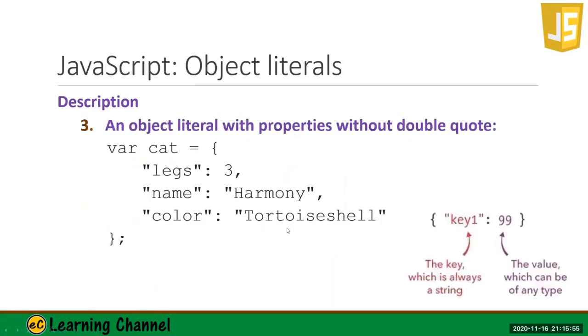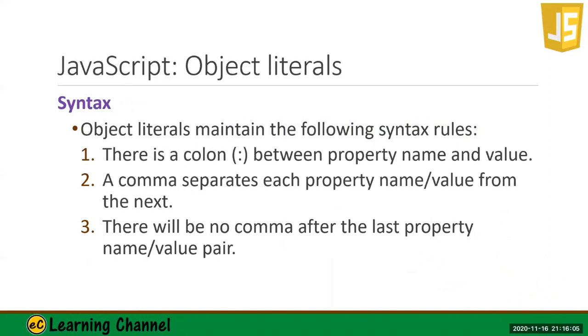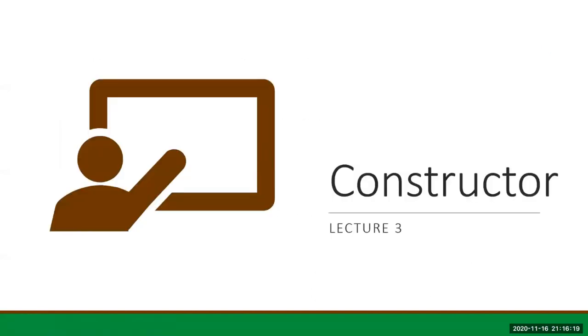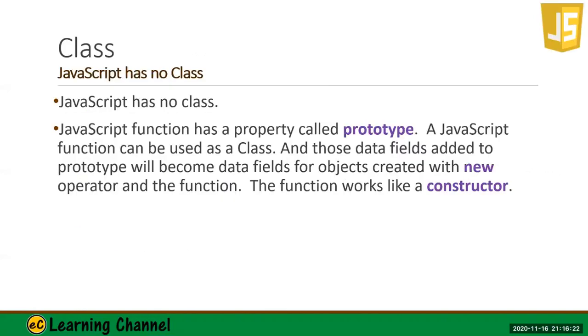Okay, and then you can write the object with or without double quotes. That's the same. Okay, so object literal maintains the following rules of syntax. You have the colon to separate your name and value, and at the end use a comma to separate different properties. Okay, and there will be no comma after the last property pair. Okay, that we know.